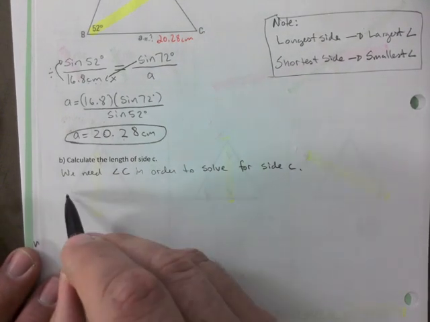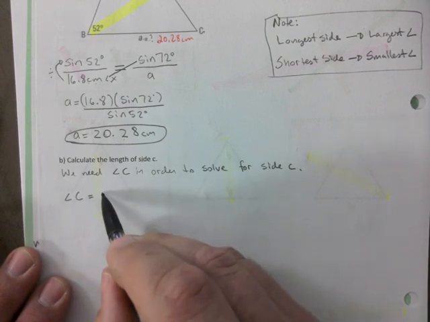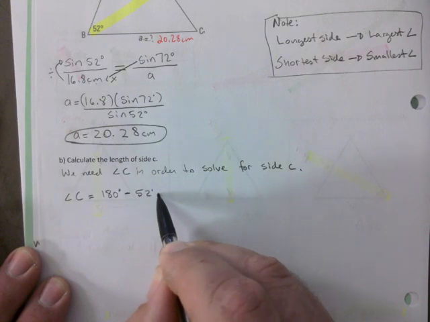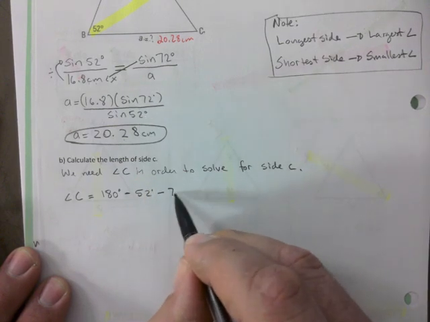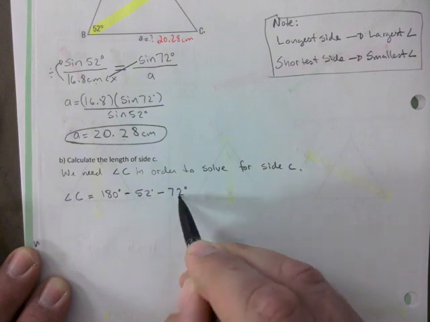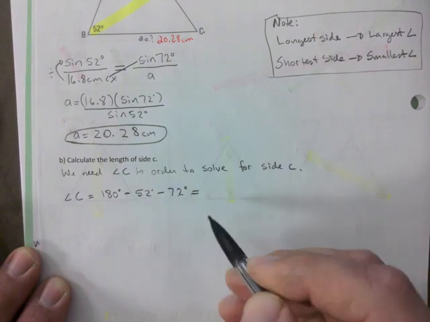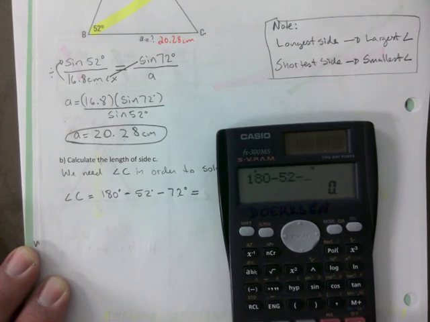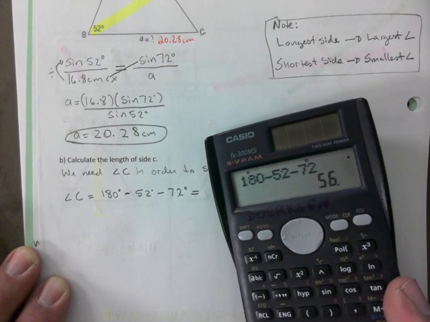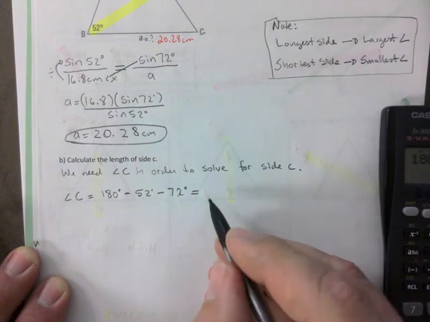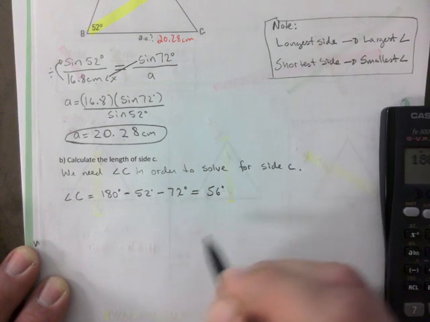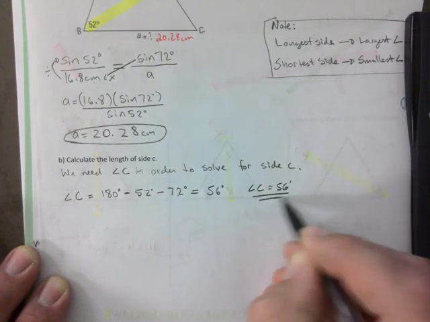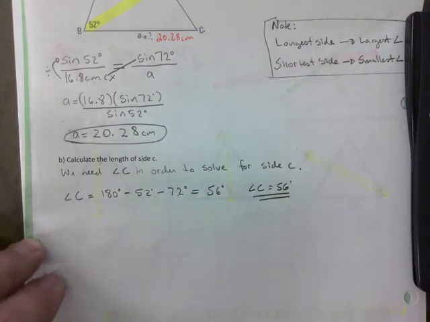So I'm going to say angle C is 180 minus 52 minus 72. So I'm subtracting the two angles that I have. So you grab your calculator, 180 minus 52 minus 72. That's 56 degrees. So angle C is 56 degrees. I'll write that down just to make sure, right? It's not our final answer, but it is important.